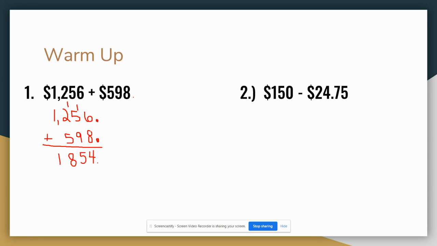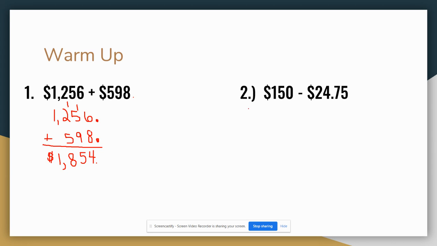So if I start at the very right of the number, I can put a decimal there. Once again, it wouldn't matter if it's there or not since I don't have any numbers after the decimal. Then I could count to the left 3 places, 1, 2, 3, and put my comma. So my answer is $1,854.